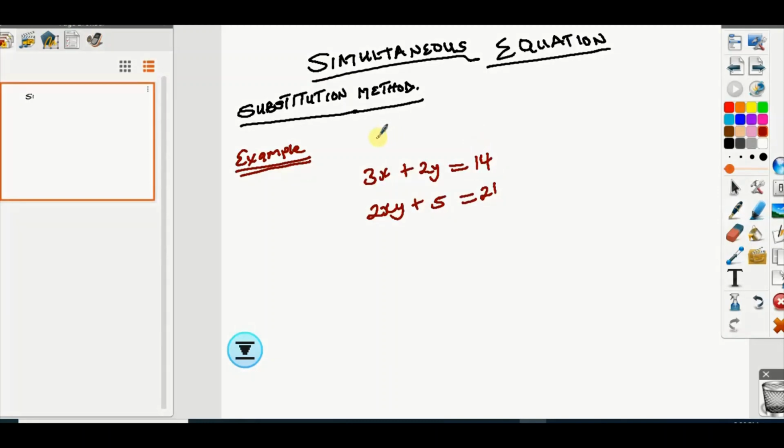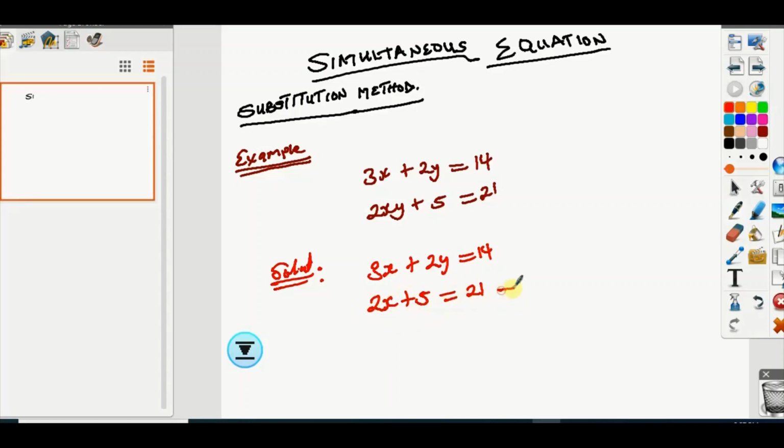We are looking at simultaneous equations, and we are using the substitution method. We have 3x + 2y = 14, and we have 2xy = 21. These are the two equations that are given.